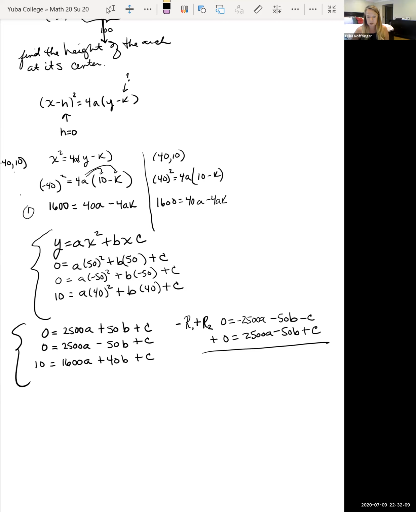So summing these 2 equations actually is really nice, because I now notice that I get 0 equals this negative 2,500A plus this 2,500A cancels. I have a negative 50B minus a 50B, which is a negative 100B. So right here, I already know what my value of B is, because negative C plus C cancels. So to me, that tells me B has to equal 0.